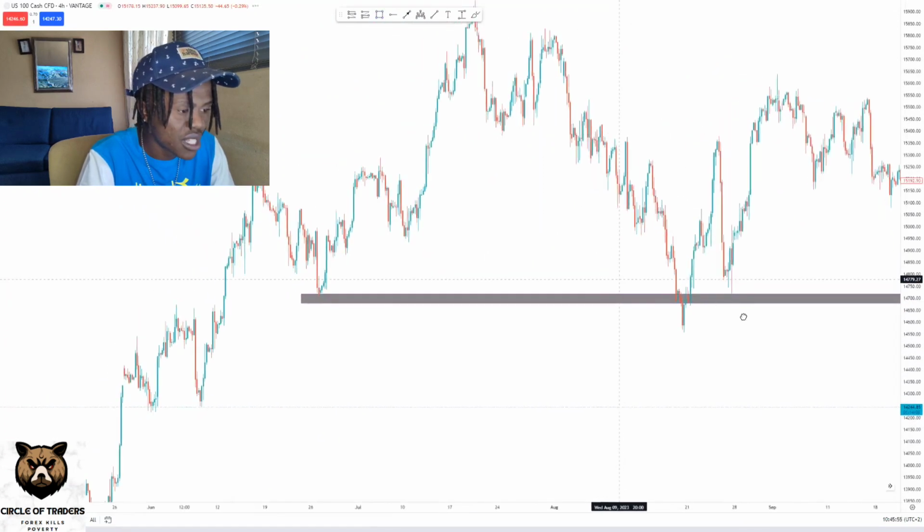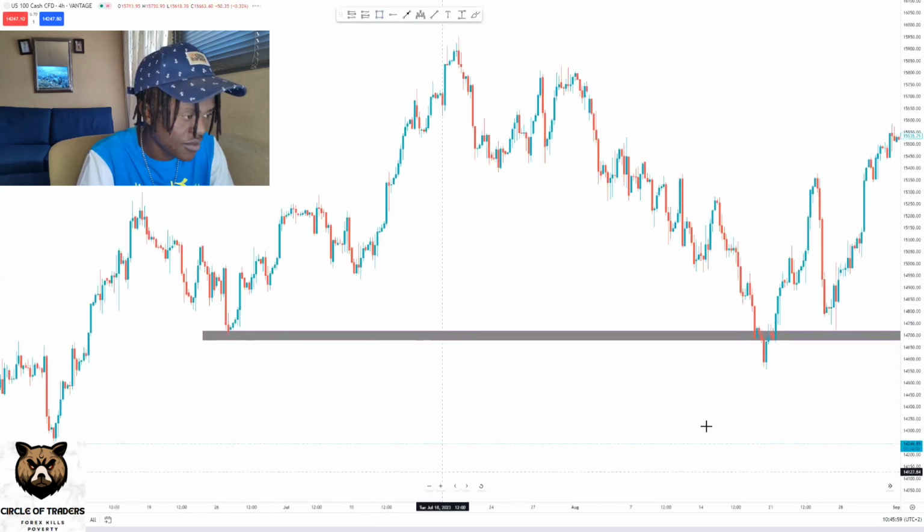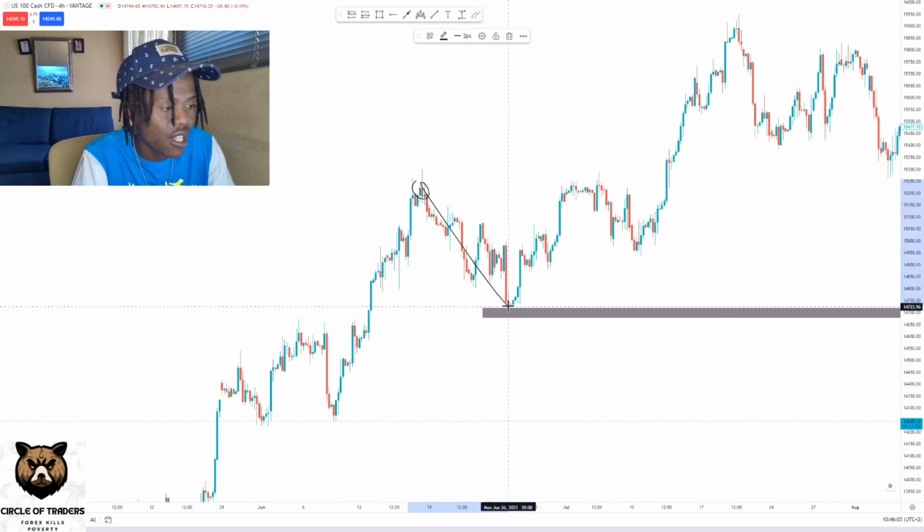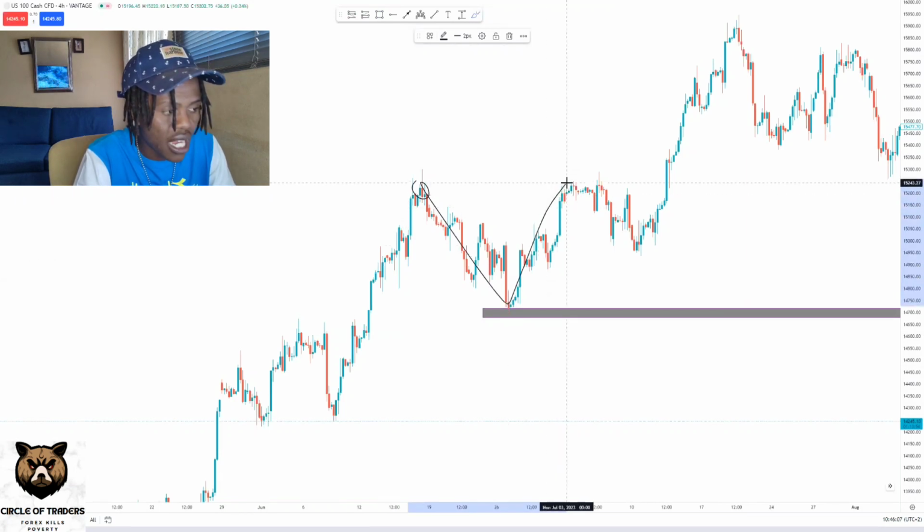So starting from this 4 hour zone, like we said, this was our higher high, looking at current price basically, and price created a higher low and pushed for a higher high, right?